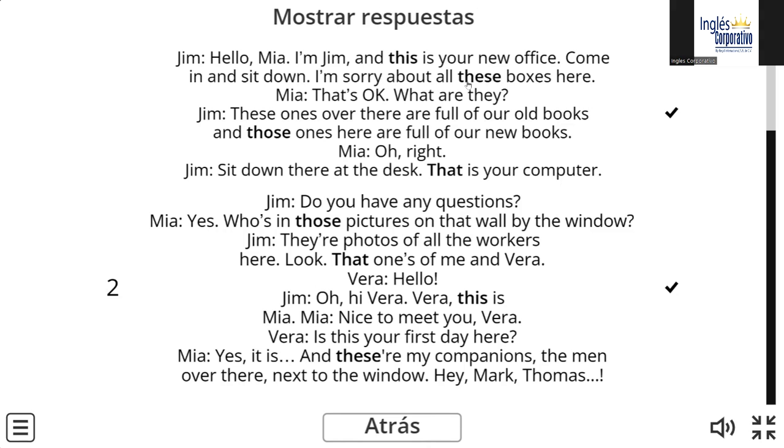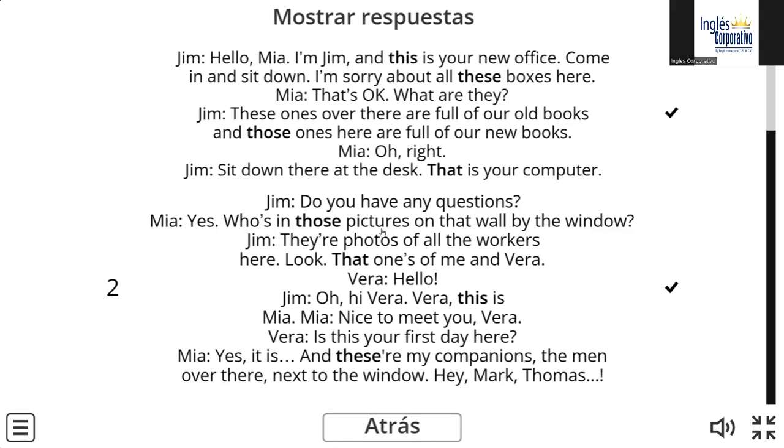I'm sorry about all these boxes here. That's okay. What are they? These ones over there are full of our old books. Of our old books. And those ones here are full of our new books. All right. Sit down there at the desk. That is your computer. Do you have any questions?